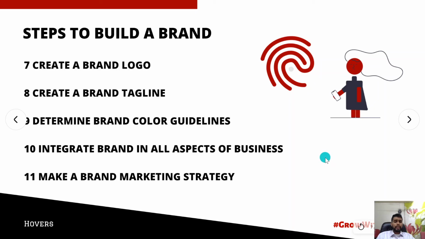The next point is to integrate your brand in all aspects of business. How you can do that is a good question, because in order to integrate your brand in all aspects of the business, you have to make the brand logo, you have to put the brand logo everywhere, you have to put the tagline everywhere. Everything that is touched or not tangible by people is your brand. So the intangible spaces of your brand have to be covered by the branding, the brand logo, the tagline, the color guidelines. Everything should be in unison.